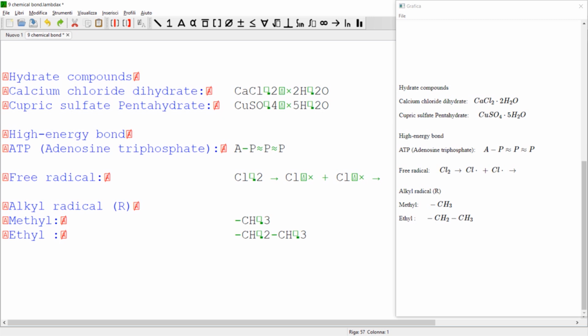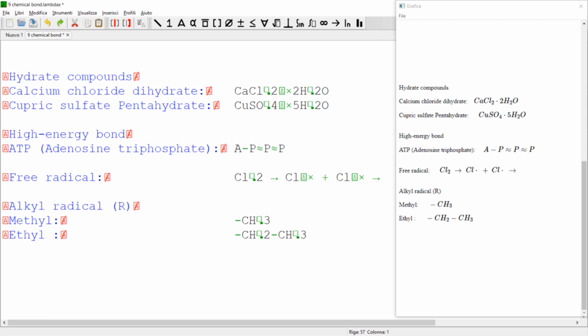High energy bonding is entered with the sign approximately equal, corresponding to two wavy lines. ATP, adenosine triphosphate. ATP: A~P~P.